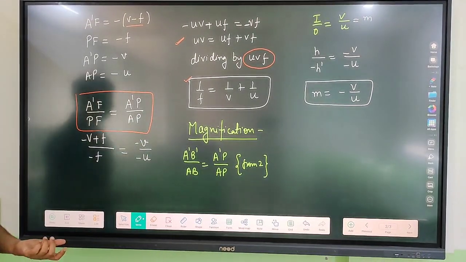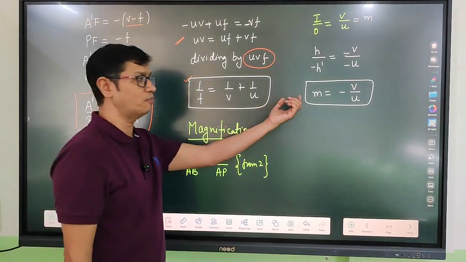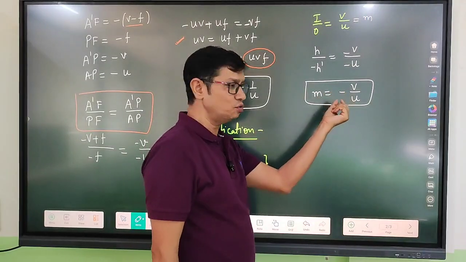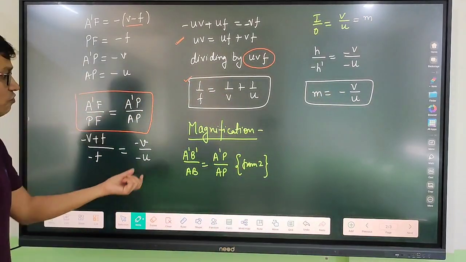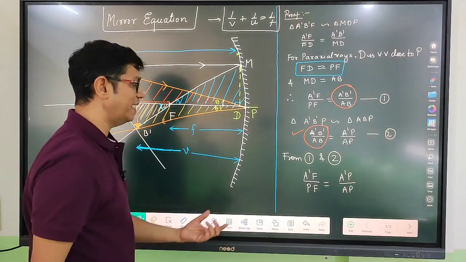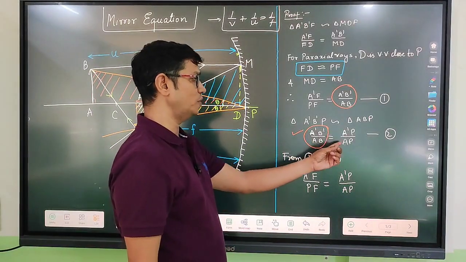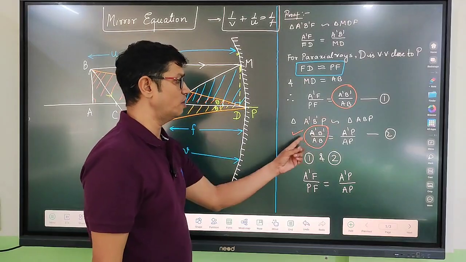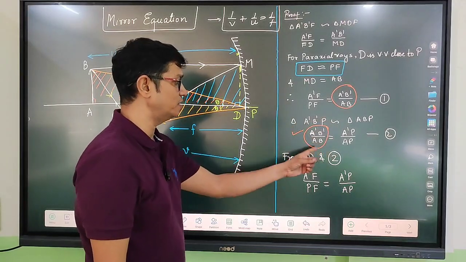So the next small derivation is an extension of this. This is the magnification derivation. Magnification, you have used this formula, M is equal to minus V by U. We are going to derive this as well. So we will start from one of the intermediate equations, A dash B dash upon AB is equal to A dash P upon AP. This is the equation we will start with.